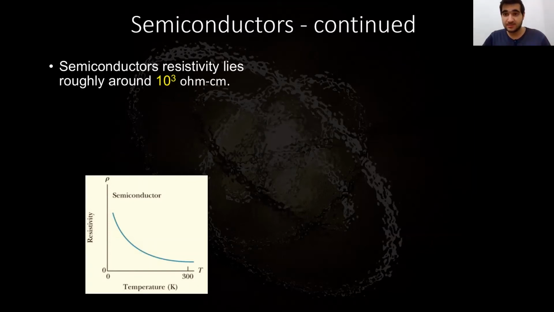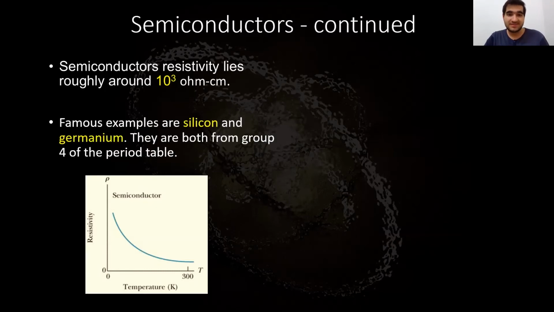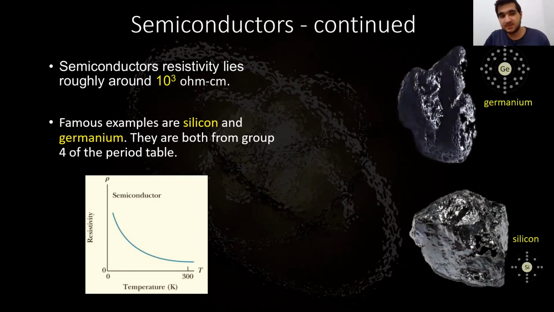It's a very sensible graph that defines semiconductors. Famous examples are silicon and germanium, and it comes as no surprise that they're both from group 4 of the periodic table. This is a great callback to the chemistry we had back in high school and in college. If you remember the periodic table, group 4 has a huge amount of significance, specifically with conductivity. And we can see these examples with their figures as well.